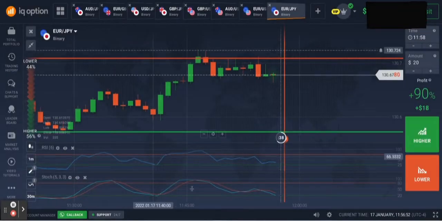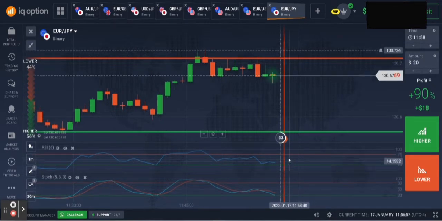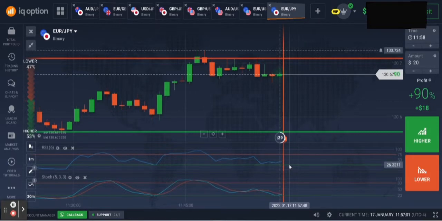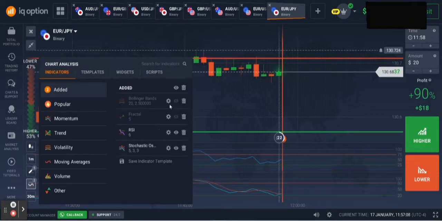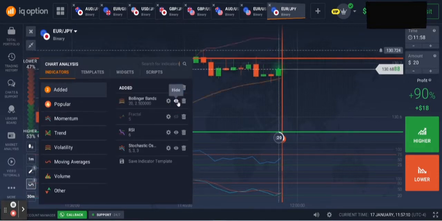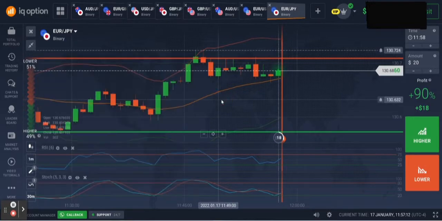All right, so if you would notice, it's actually somewhat wider than the RSI. So you notice there, between the green line and the red line is wider than between the green line and the red line of the RSI. All right, so you can also include other indicators to your preference, like for example, the Bollinger Bands. All right, there you have it.